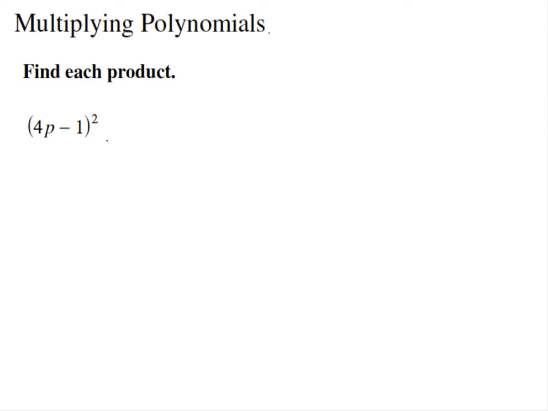All right, last example. Where I see students making mistakes here is they want to distribute that 2n. That's not considered proper math. What this is saying, take the binomial and multiply it 2 times. So it's a binomial times another binomial. So it's 4p minus 1 times 4p minus 1.